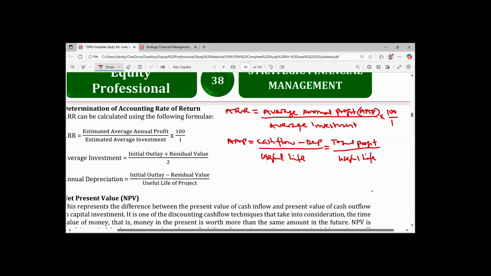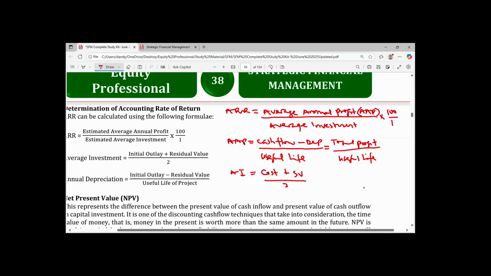After you have determined the average annual profit, then you need to calculate average investment. So the average investment is the cost of the project plus the scrap value. Okay, the initial outlay or the cost of project plus scrap value divided by 2. If you are not given scrap value in the question, you put 0. 0 is also a figure. Put it there. So that will give you average investment.